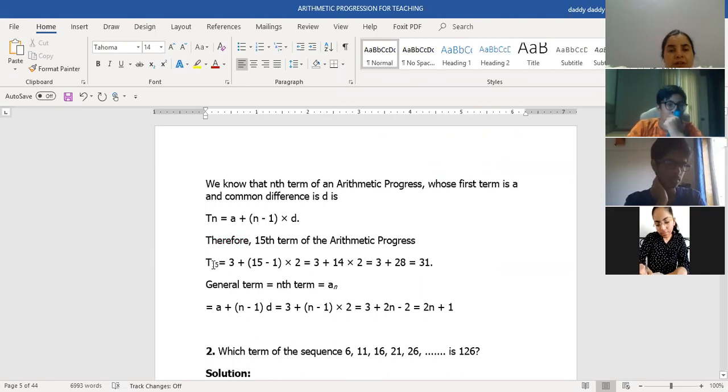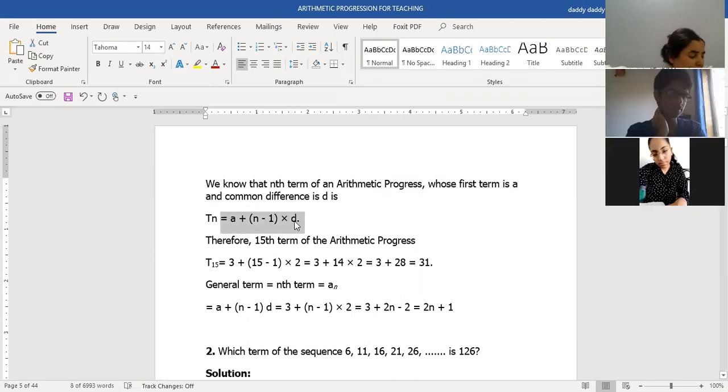So T15, apply this formula, a plus n minus 1 into d, and in place of a, now a is nothing but the first term. You'll put 3. n is nothing but they want the 15th term, so 15 minus 1, and common difference just now we calculated as 2. Put the values and you will get the value of the 15th term. That means the number which is sitting at the 15th position is 31. Please note it down.